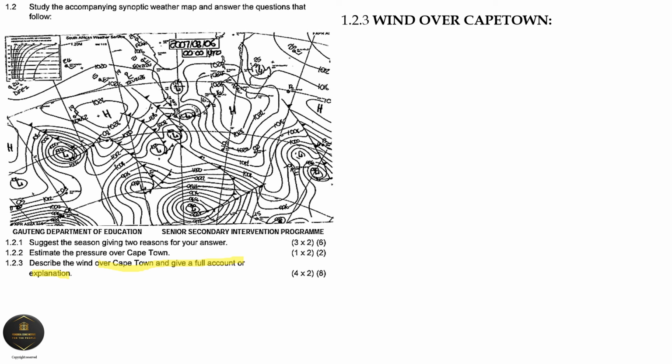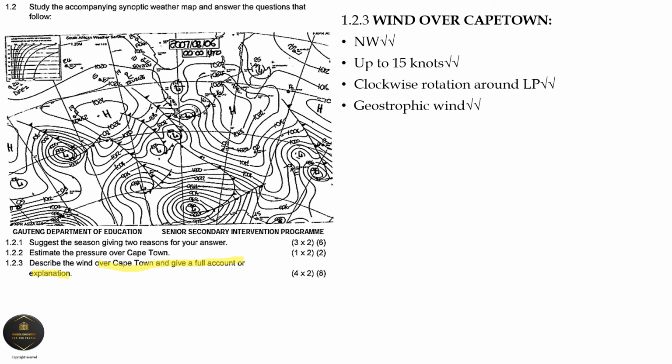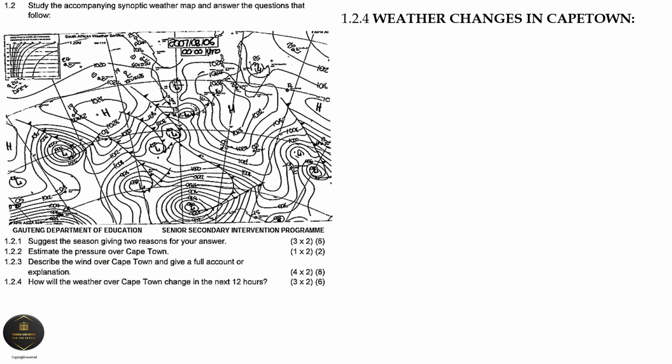Now the wind over Cape Town is northwesterly winds, or you can just say we have up to 15 knot winds. And why is that the case? Due to the clockwise rotation of air around the low pressure, or you can just talk about geostrophic winds. Geostrophic winds are intensely strong winds. So that's the reasoning behind that.